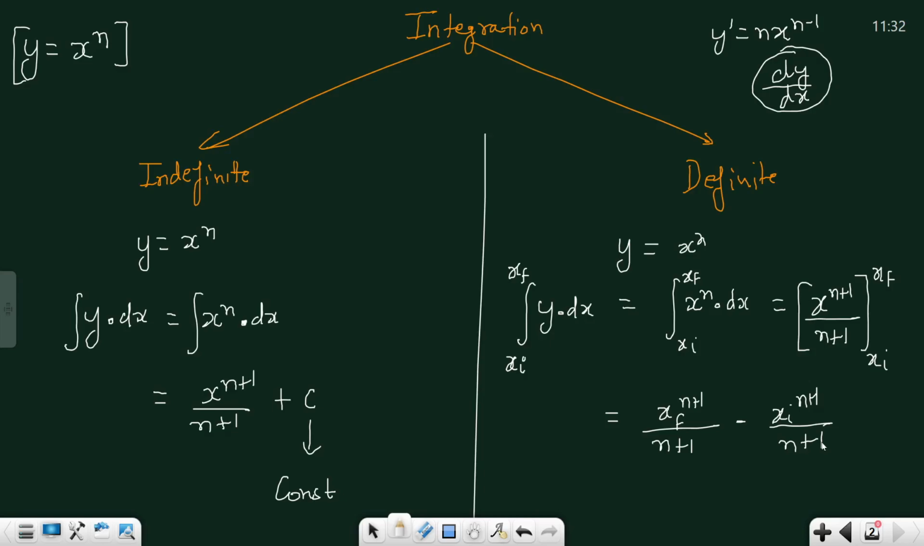Clear? So in definite integration, you just have to put the value of x. First, xf minus xi, upper limit minus lower limit. So in the equation, once you put the value of xf, you have to subtract xi from it. Clear? So upper value minus initial value. Okay. So definite integration we will take after the completion of indefinite integration. This is the easy one.